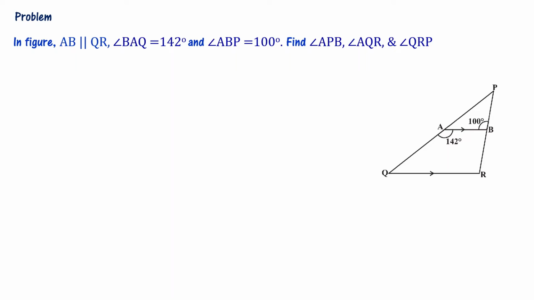Let us solve another problem. In the figure, AB is parallel to QR. Angle BAQ is 142 degrees and angle ABP is 100 degrees. Then we are asked to find what is angle APB. APB, this angle we are asked to find. And what is the angle AQR? AQR, this is the angle we are asked to find. And the third one is angle QRP. This is the third angle we are asked to find.